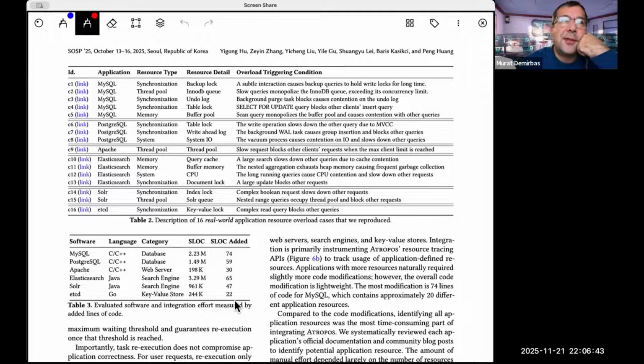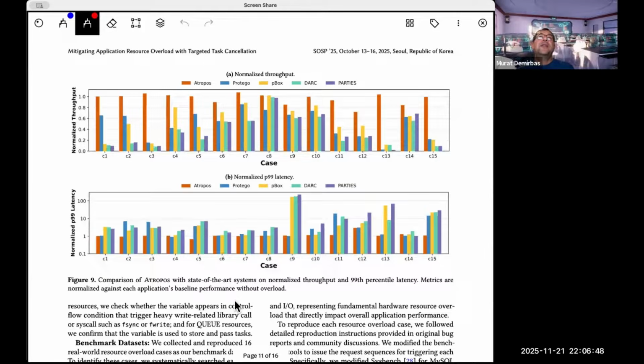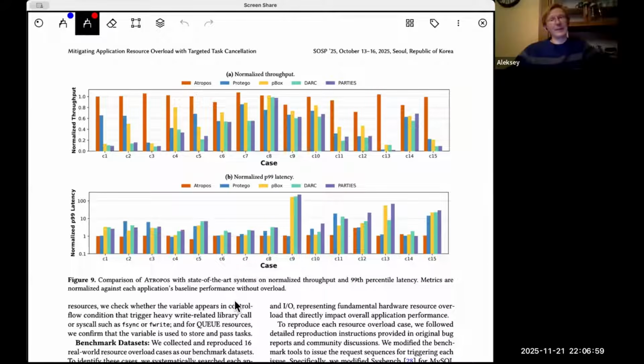And with LLMs, you can know where to add. You can be technically fearless with LLMs. Normalized throughput. Nice. I mean, yeah, you can see this is a strong systems paper.